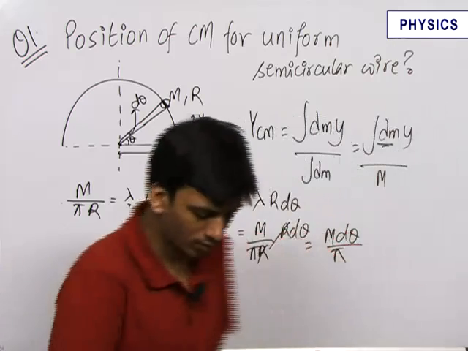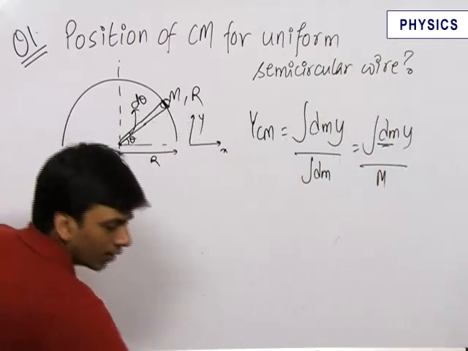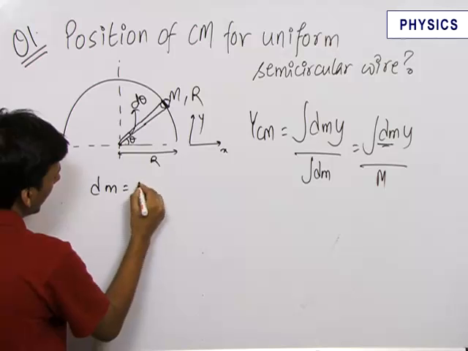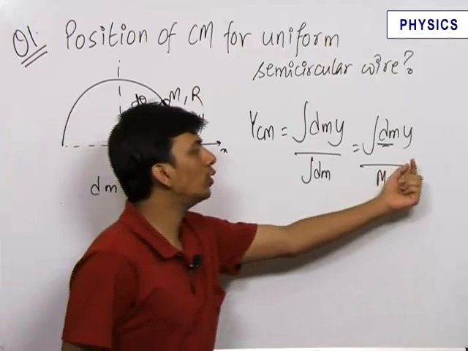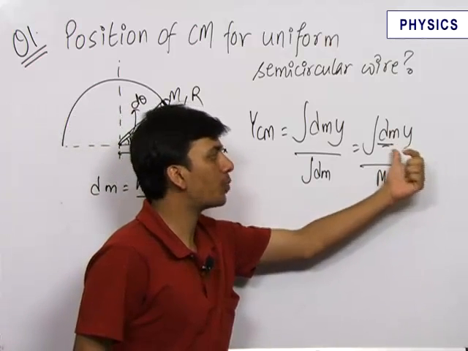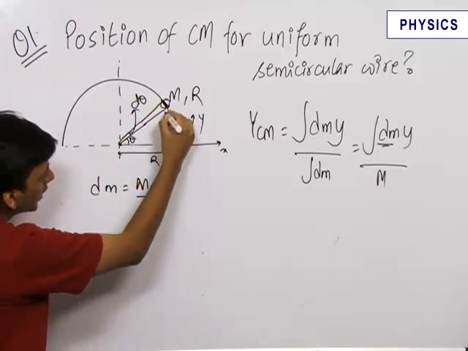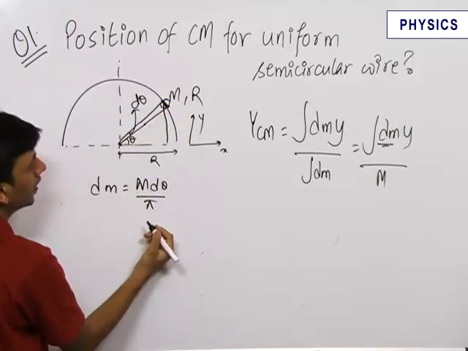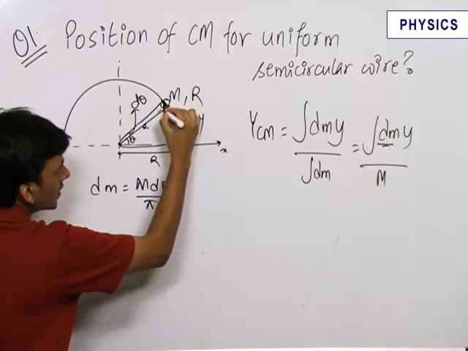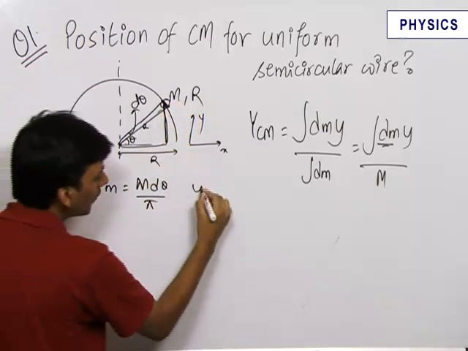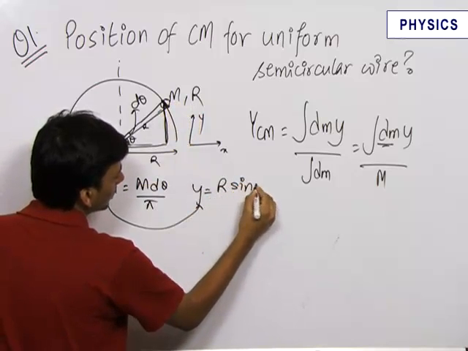Now we know our small mass element dm is equal to m d theta upon pi. What we now need to find is the y coordinate of this corresponding dm mass element. For this dm mass element, the y coordinate is this length. This is r, this is r cos theta, therefore this is r sin theta. Therefore we know the y coordinate of this element to be r sin theta.